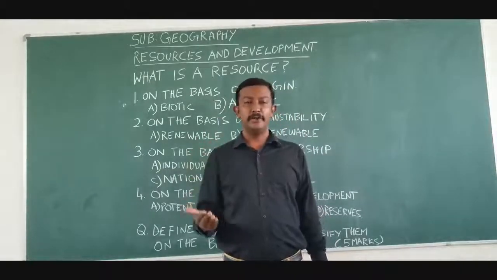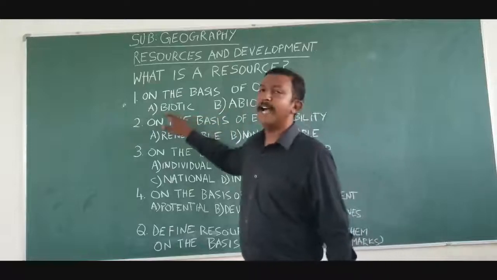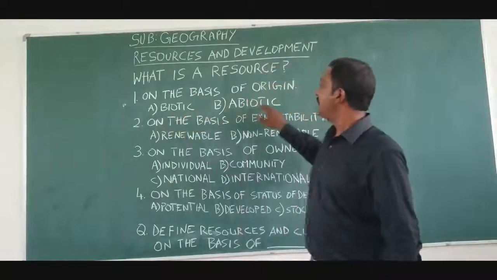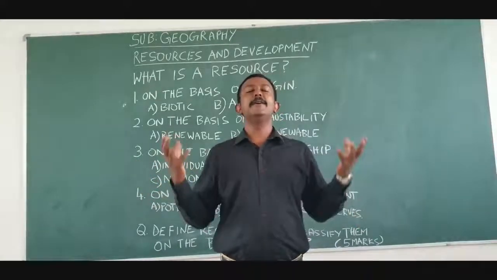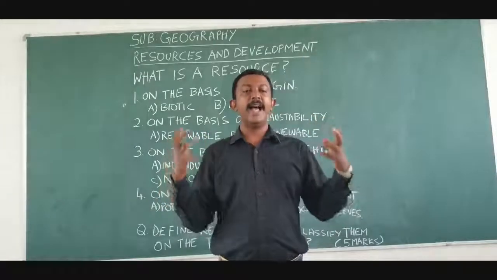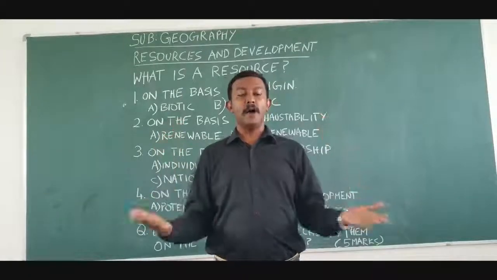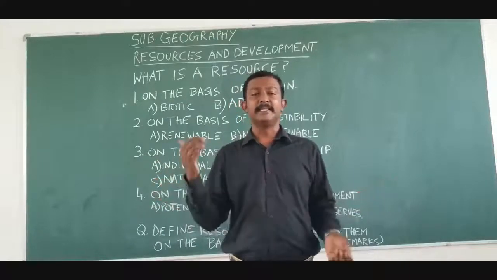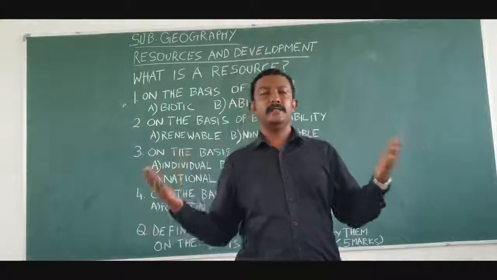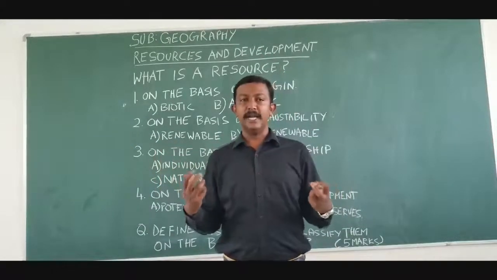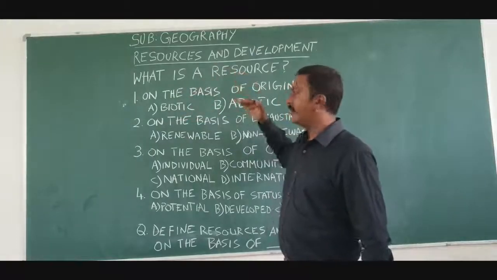The first type of resource is classified based on origin. On the basis of origin, there are two types: biotic and abiotic. Alright? What is a biotic resource? Resources which can be obtained from the biosphere and have life, or basically living things. These are known as biotic resources. Examples could be human beings, the flora, the fauna that we have, fisheries, and livestock like cattle, cows, and all those things put together.